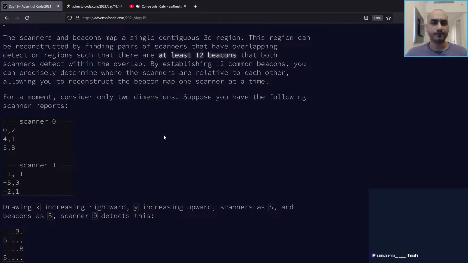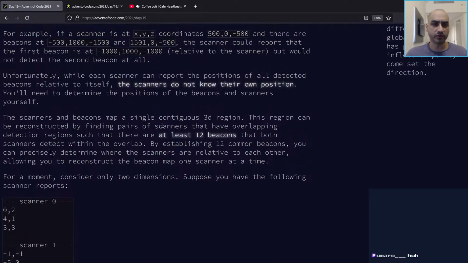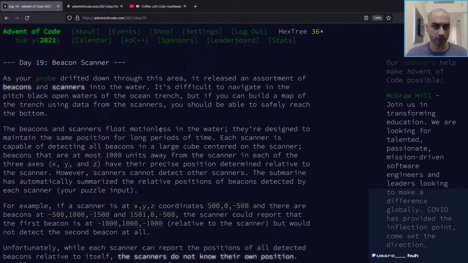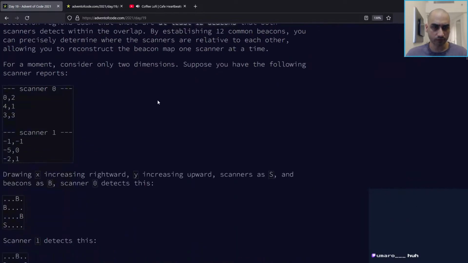Alright, but I thought these beacons are given as relative coordinates, not global coordinates, universal coordinates, whatever. Well, we'll read on.